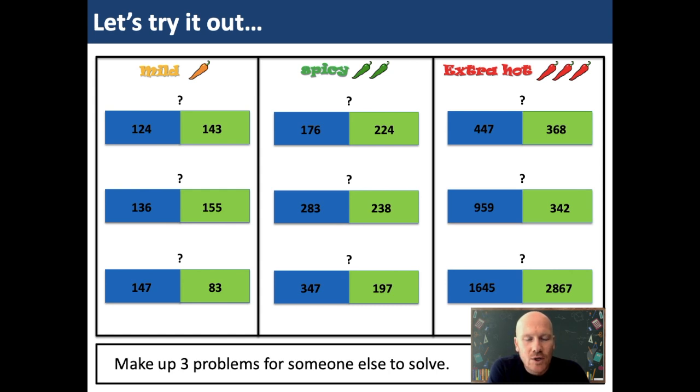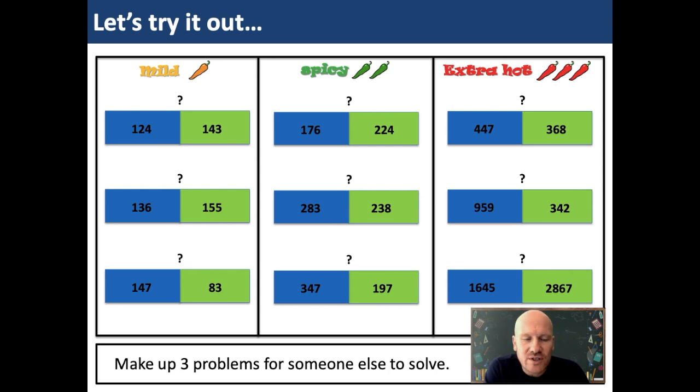So for example, if I was solving the first of the mild problems, rather than just thinking about that 124 and 143, I'm going to set it in a problem. I'm going to set it in a context. So let's imagine I've got £124 and I get 143 more pounds for my birthday. I want to know how much money have I got altogether.